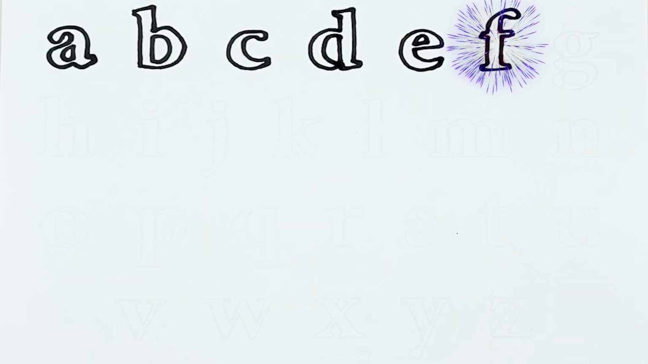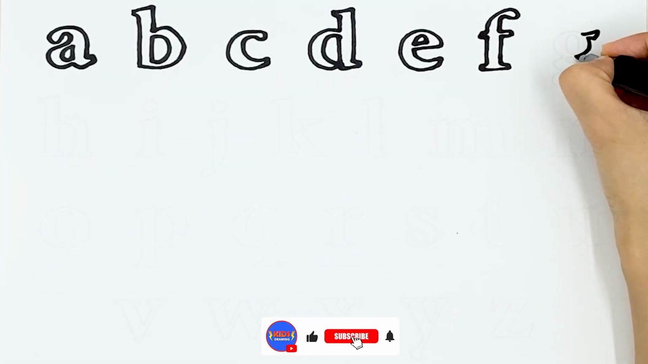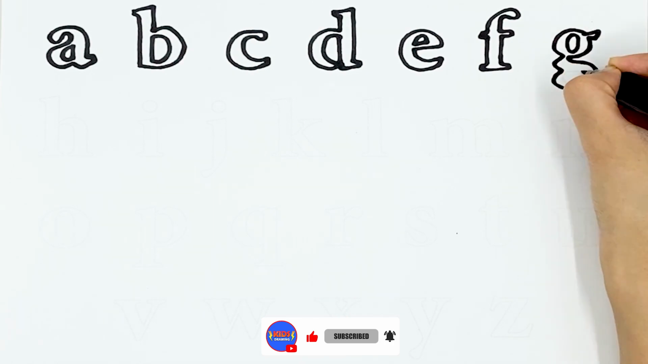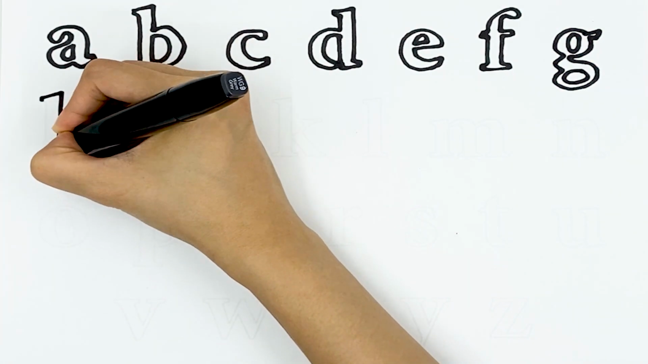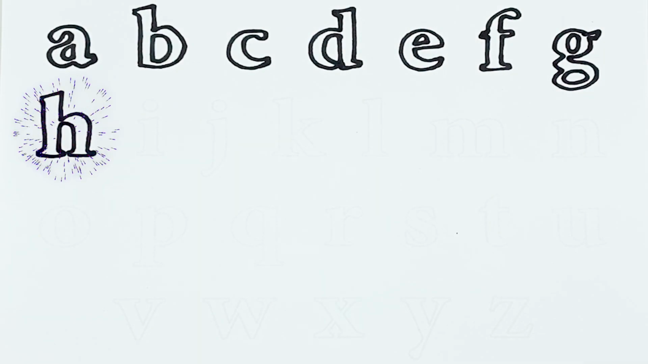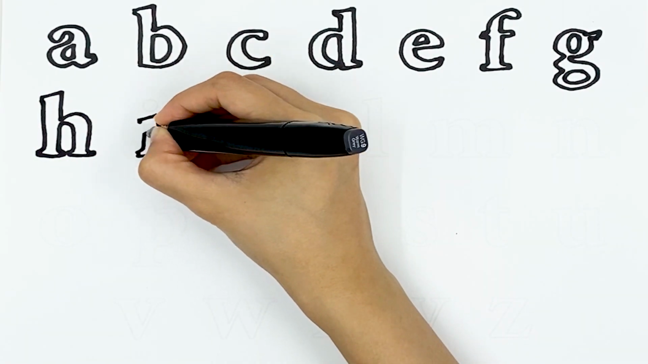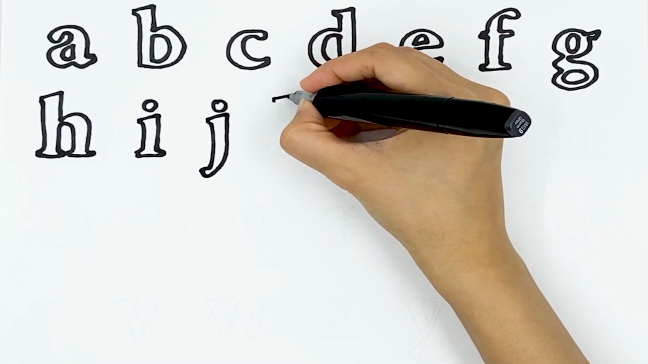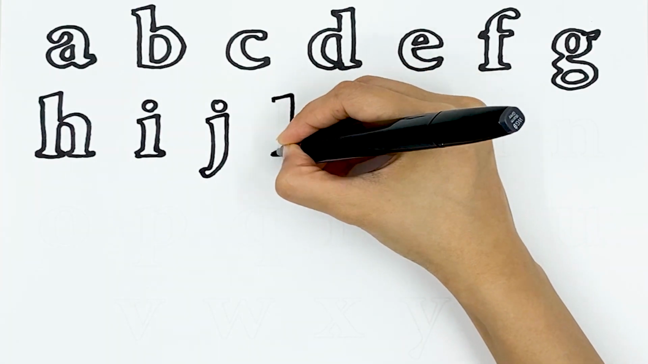C is for candy. Candy. Candy. C. Candy. D is for diamond. Diamond. D. Diamond. E is for elephant. Elephant. Elephant. E. Elephant.